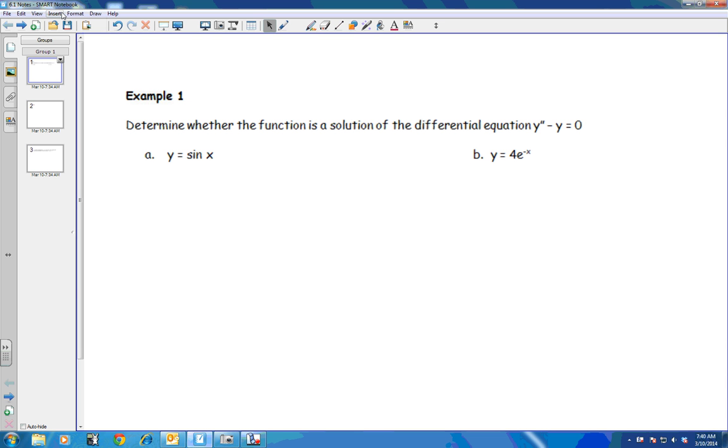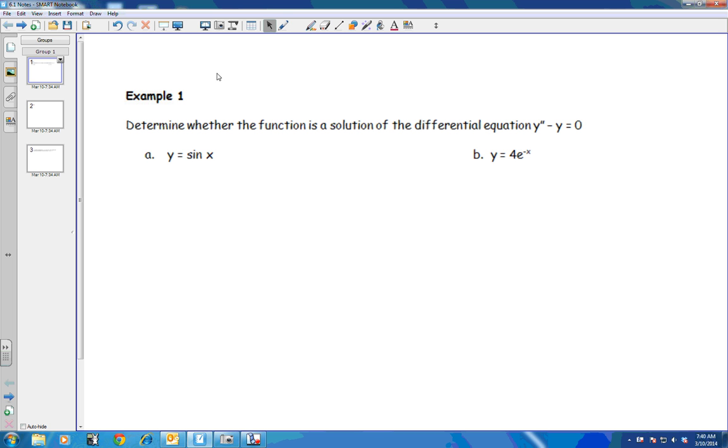This is the video for section 6.1, part 1. There's going to be 2 parts to this section. And this first section is actually pretty easy. They're going to give us an equation, and we just have to determine whether the function is a solution to that differential equation. So here's example 1.